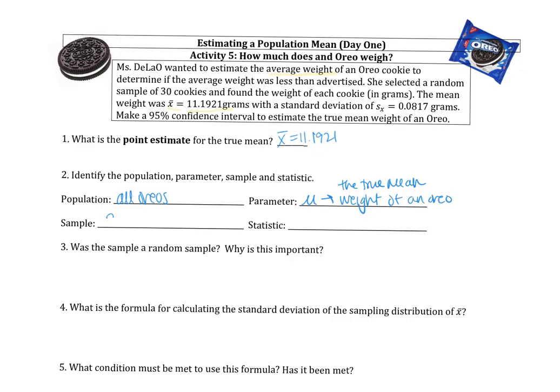Okay, the sample was my 30 Oreos. And the statistic is X bar, that equals 11.1921. And this was the sample mean weight of 30.